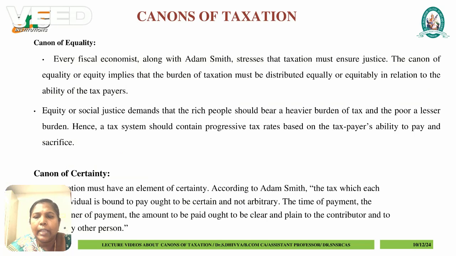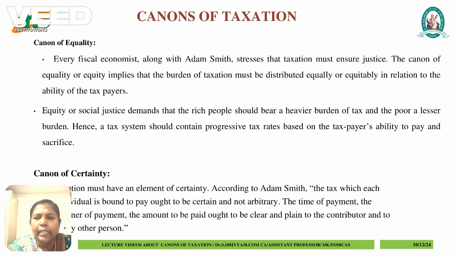First one, canon of equality. Every fiscal economist along with Adam Smith stressed that taxation must ensure justice. The canon of equality or equity implies that the burden of taxation must be distributed equally, or equitably, in relation to the ability of the taxpayer.